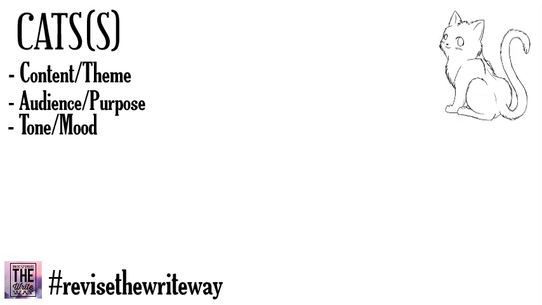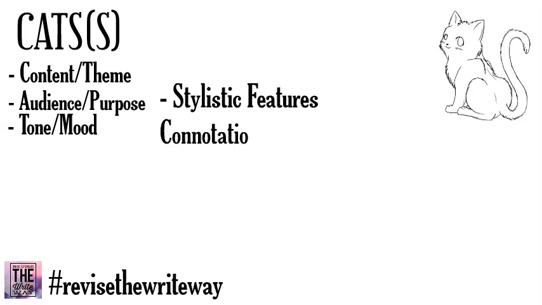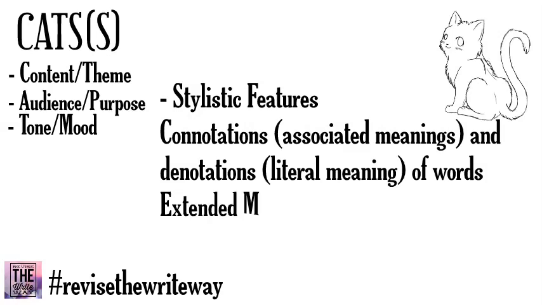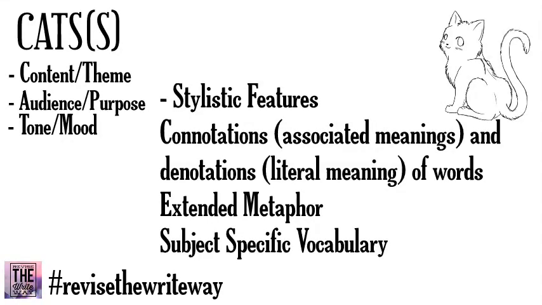Moving on from that, stylistic features. Think about how language is being used, the connotations and denotations of words. What do the words tell you? And then think about how this links back to tone and mood. As well as this, I also think you should think about whether it's directed at a certain person, whether it uses an extended metaphor, or subject-specific language. This might also be where you talk about things like semantic fields.